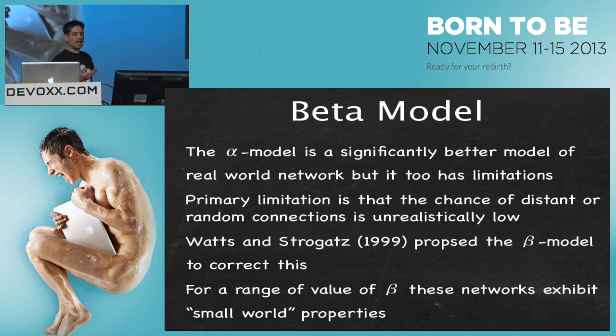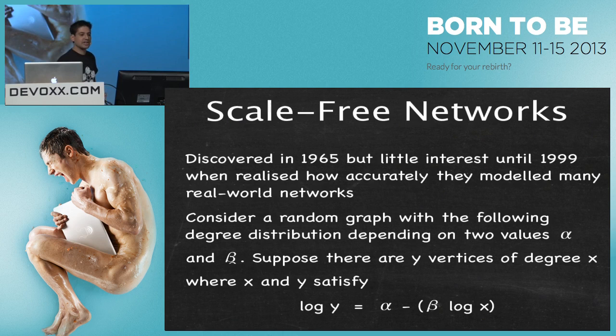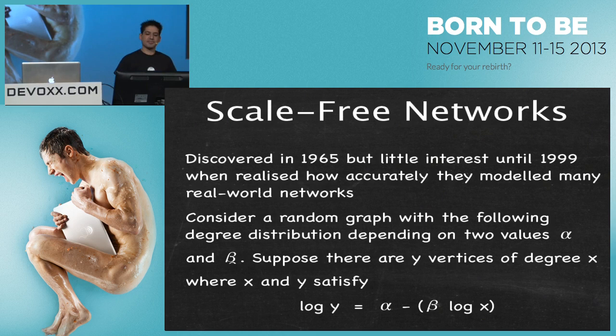He's got this factor called the beta factor. And as beta increases, basically, the network becomes more and more small world-like, which is much more accurate of our real-world situation. But it's still not accurate enough. And scale-free networks were a mathematical curiosity. Over the years, people have started to realize how many networks in real life match a scale-free network.